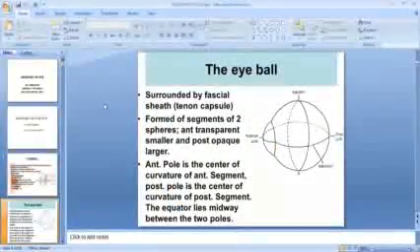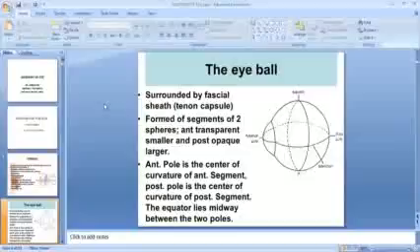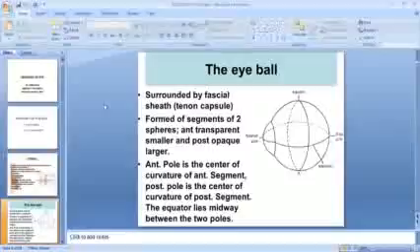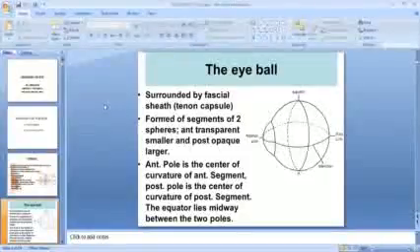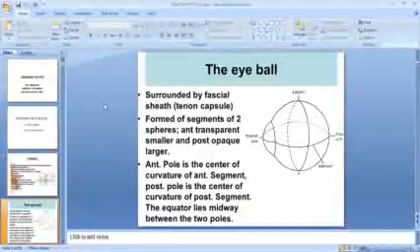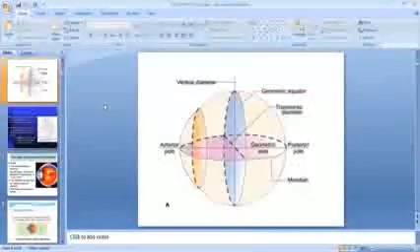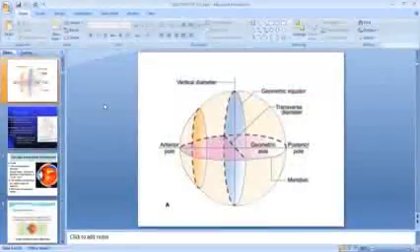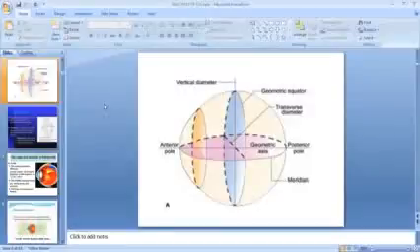The eyeball is surrounded by the fascial sheath, which is known as Tenon's capsule. The eyeball is formed of segments of two spheres, the anterior transparent and smaller, and the posterior opaque and larger. The anterior pole is the center of curvature of the anterior segment, and the posterior pole is the center of curvature of the posterior segment. The equator lies midway between the two poles. Here is a clear image in which you can see the anterior pole and posterior pole.